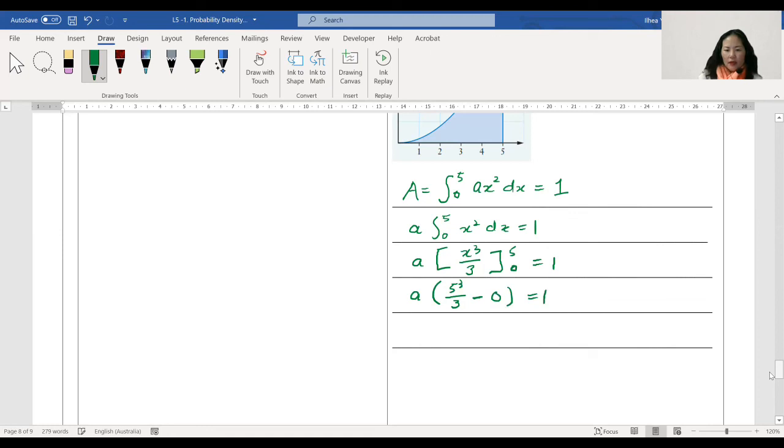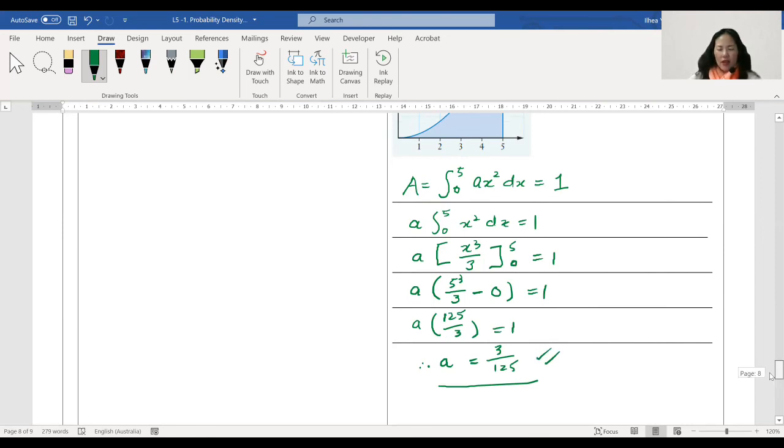And what I have here is a times 125 over 3 equals 1. And a equals, it flips over, 3 over 125. So that's my a value. And that was not too bad, wasn't it? So one thing you have to remember is a PDF has area of 1.